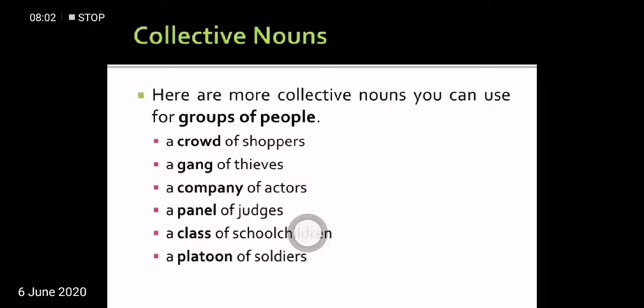Okay, here are more collective nouns you can use for groups of people. So again, groups of people, you say a crowd of shoppers, you say a gang of thieves, you say a company of actors, you say a panel of judges, you say a class of school children, and a platoon of soldiers.